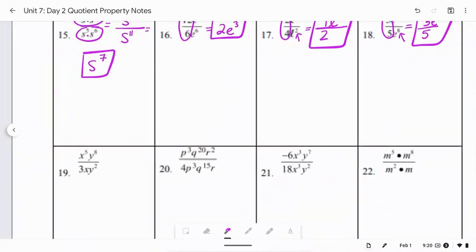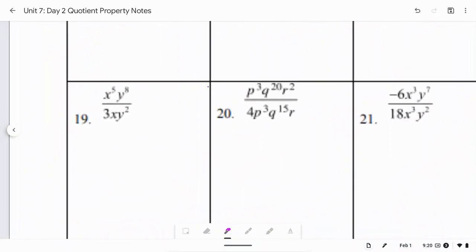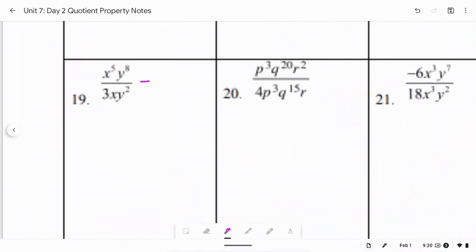All right, last row. For number 19, again, you only have one coefficient and it's in the denominator. So just keep 3 in the denominator. Then you're going to subtract the x's. So I'm going to do 5 minus 1 to get x to the 4th. Remember, it always goes in the numerator. And then subtract the y's. 8 minus 2 is y to the 6th.